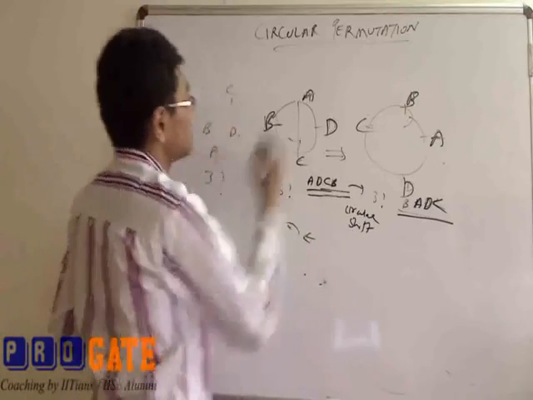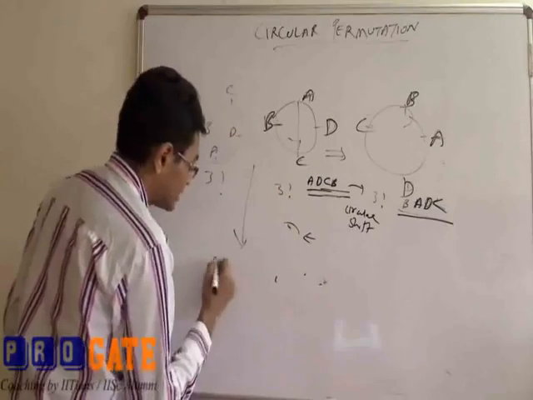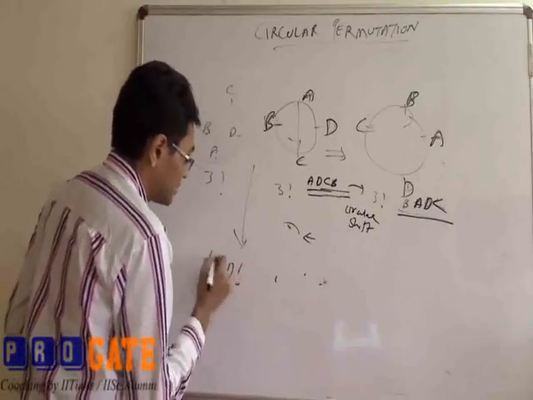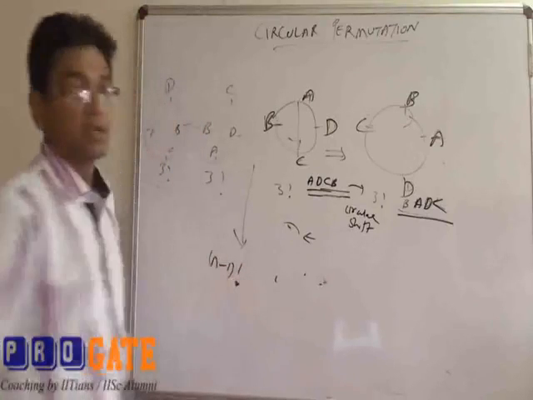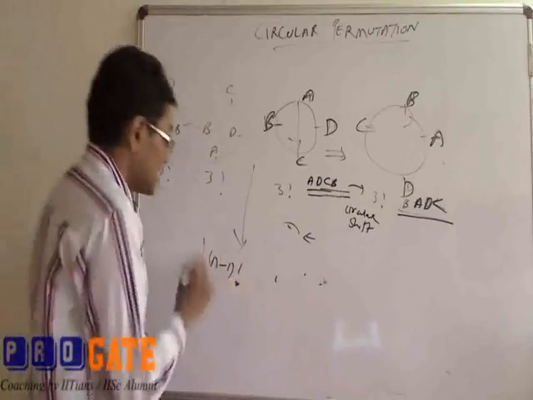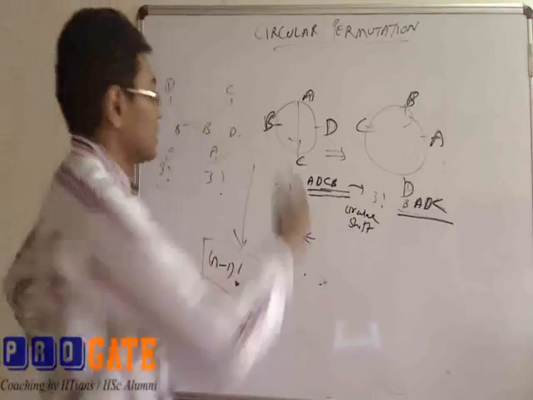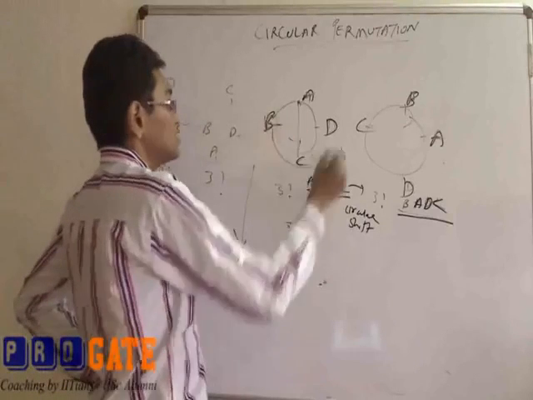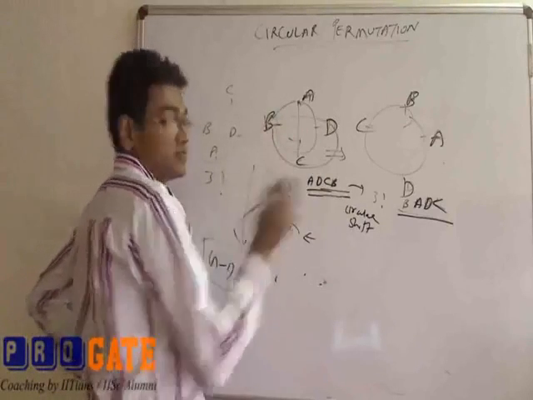So it turns out that the number of circular permutations is (n minus 1) factorial. The number of circular permutations is, instead of n factorial, n minus 1 factorial. Why so? Because if I fix one, the other 3 can be arranged in 3 factorial ways, as we saw.